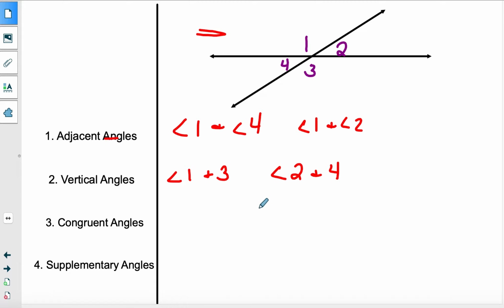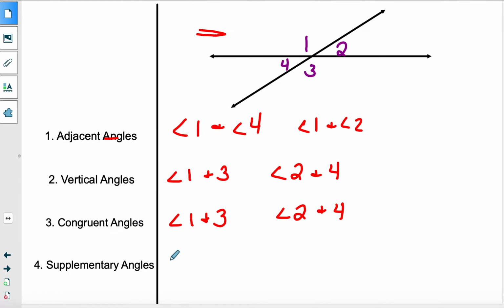Congruent now. Congruent means the same size. So do you see how this is a nice big angle and angle 1 is? Well, 3 is the exact same size, so angle 1 and angle 3. And then the little angles 2 and 4. So vertical angles are congruent.